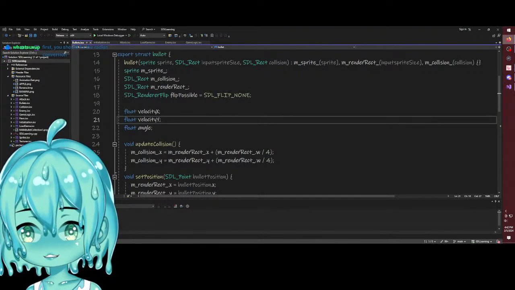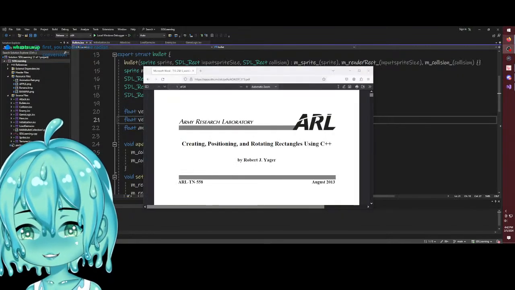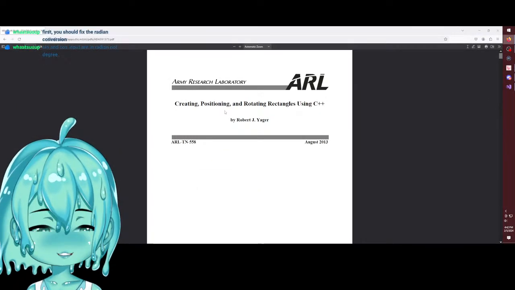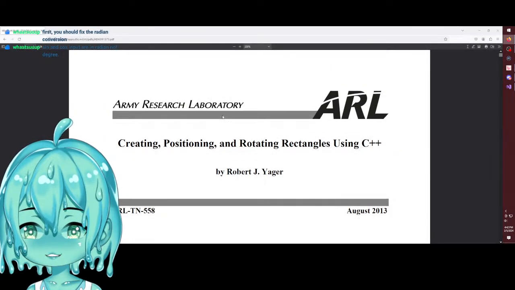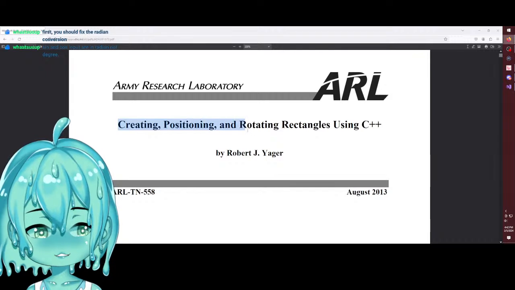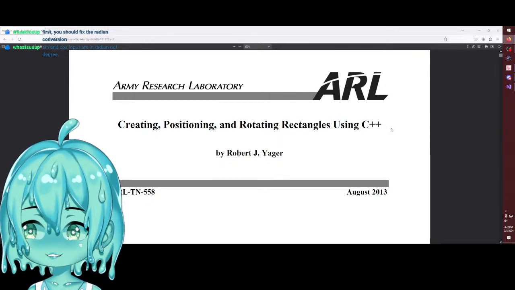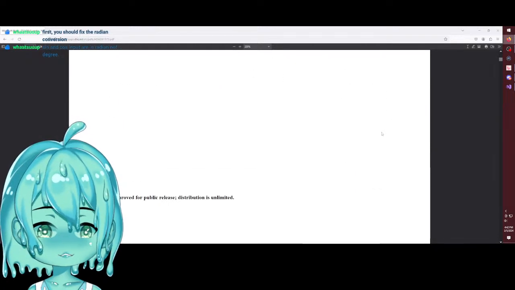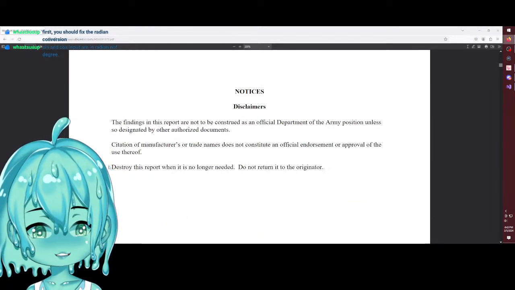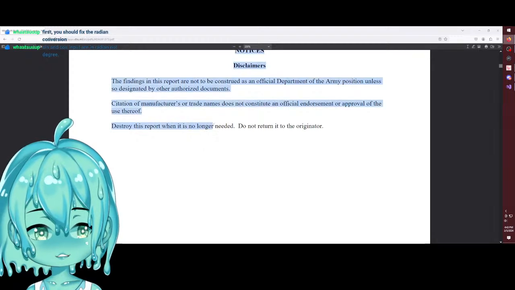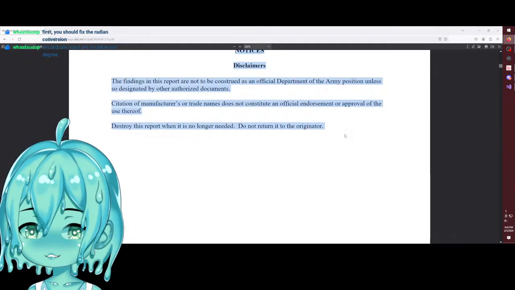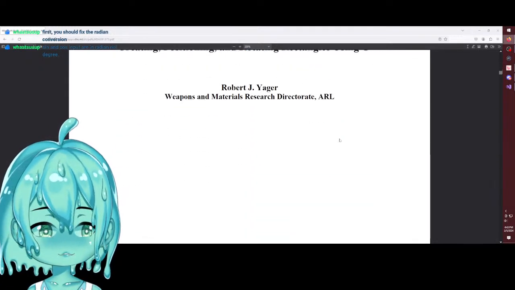Rotating rectangles, C++ military. So conveniently, the Army Research Lab actually came up with this problem already. Creating, positioning, and rotating rectangles using C++, and it also talks about intersecting rectangles. So that's pretty sweet. So we're gonna learn from this today, and apparently we are to destroy this report when it is no longer needed. Do not return it to the originator. So that's gonna be fun.